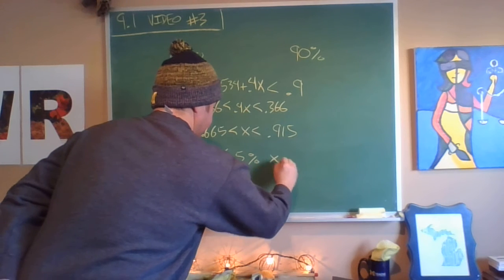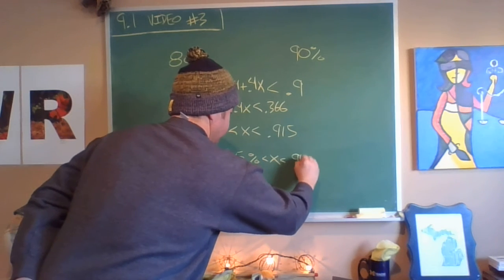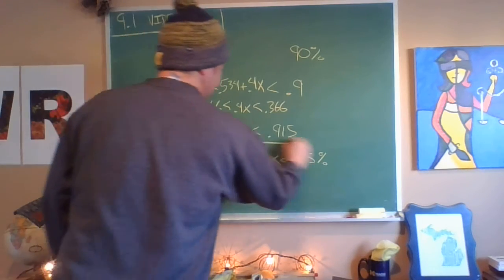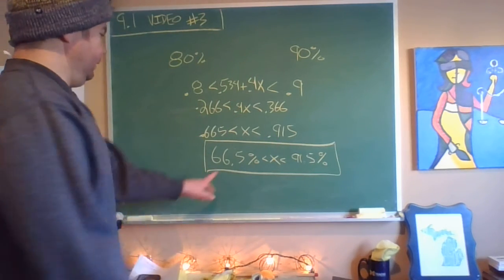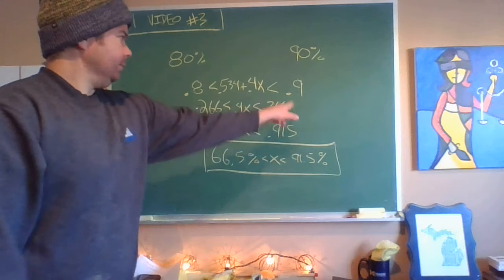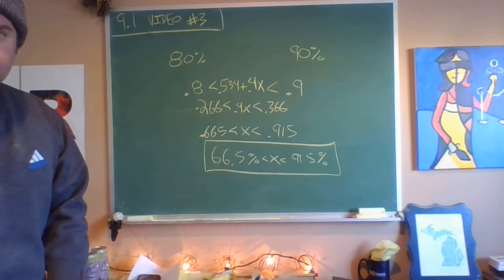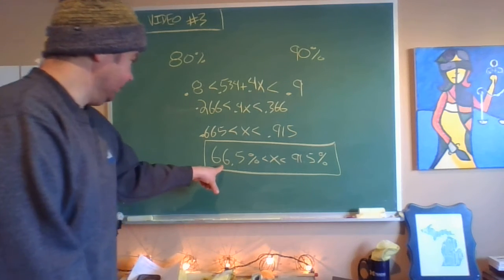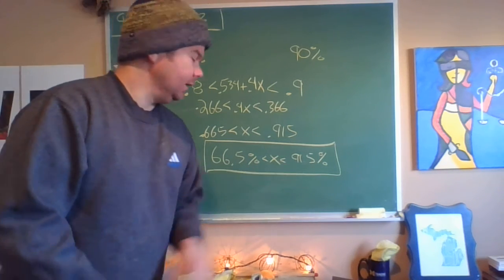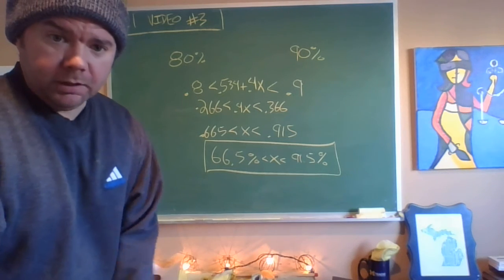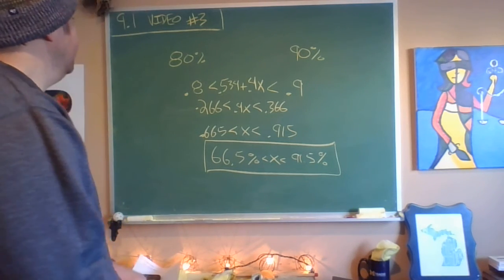Which in terms of percents would be 66.5% and 91.5%. So if you wanted to get a final grade somewhere between 80 and 90% under these circumstances, the grade on your final exam would have to be somewhere between 66.5% and 91.5%. So that's how you would go about figuring that out.